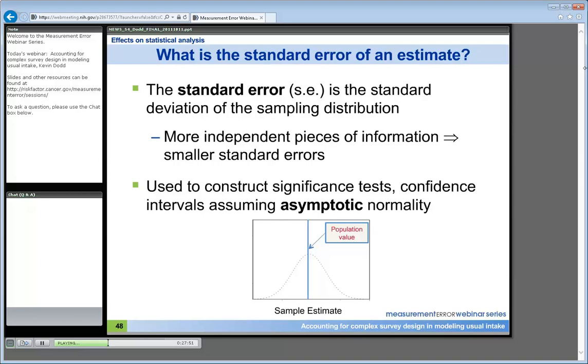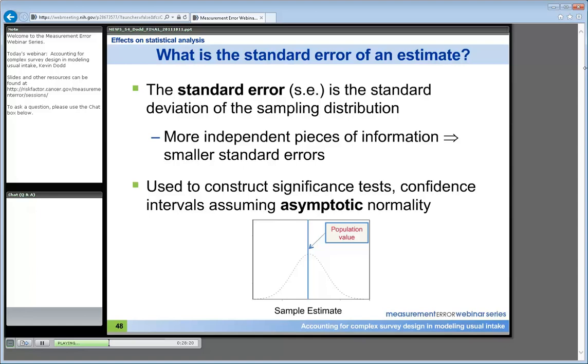So by definition, getting back to our standard error discussion, the standard error, or abbreviated SE, is the standard deviation of the sampling distribution of an estimator. So as a consequence of what I said before, the more independent pieces of information you have that are used to construct each sample estimate, the smaller the standard error. So if you're sampling 20% of your population each time, you'll have a smaller standard error than if you're only sampling 2% of your population each time you take a repeated sample.